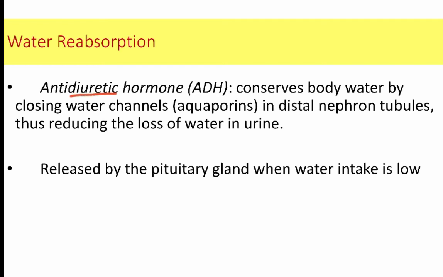A diuretic is something that makes you urinate more, essentially makes your urine less concentrated. So if you add anti in front of that, antidiuretic hormone is going to lead the body to conserve its water. So if you start to get dehydrated, your pituitary gland is gonna release this hormone, which the kidney responds to by closing, here we go with the transport mechanisms again, the aquaporins, the channels that allow water to flow through the membrane in the distal nephron tubules, the distal convoluted tubule.